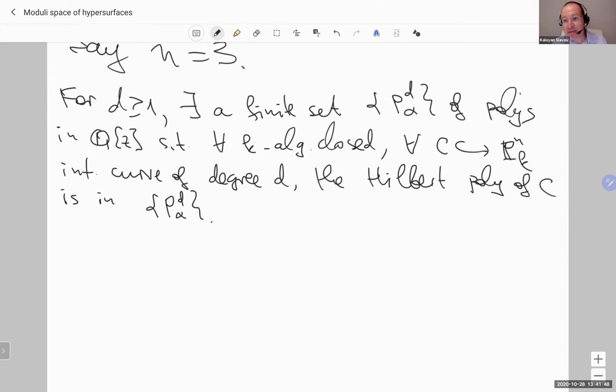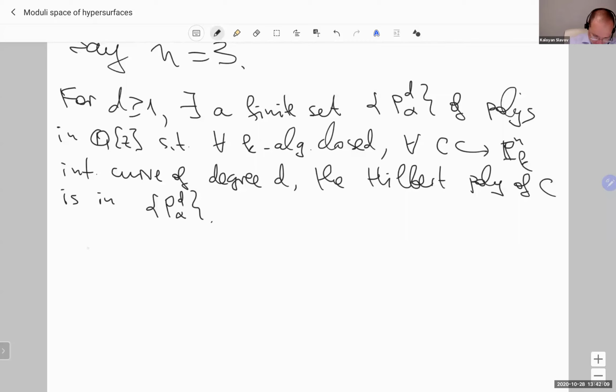That is to say, there are finitely many Hilbert polynomials of integral curves of degree d over the various algebraically closed fields. The reason for this is that the Hilbert polynomial is determined by the degree and the arithmetic genus, and you can bound the arithmetic genus in terms of the degree. So these are our finitely many possible Hilbert polynomials of all integral curves of degree d.